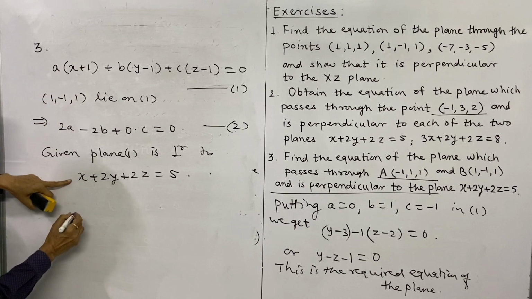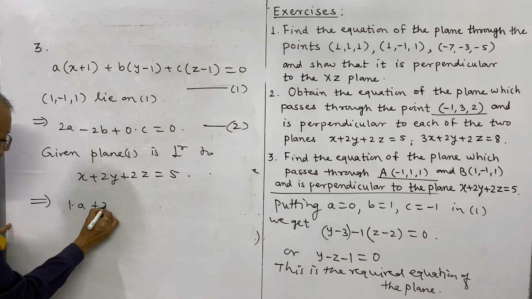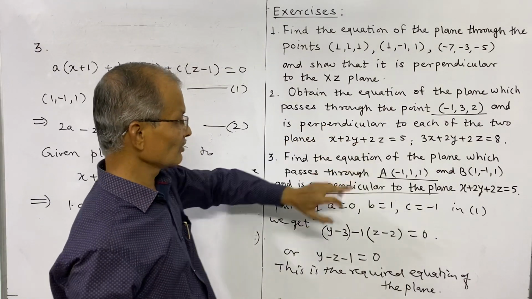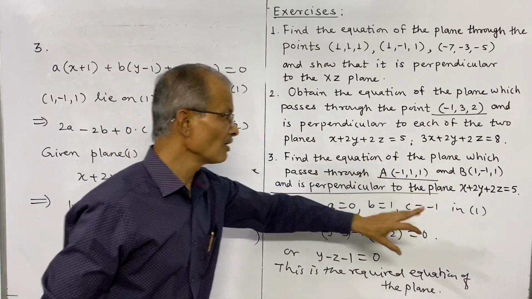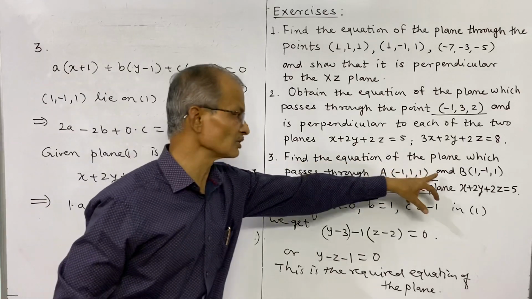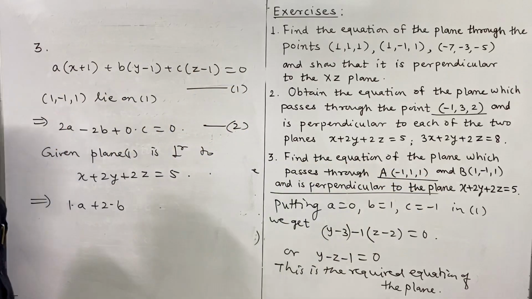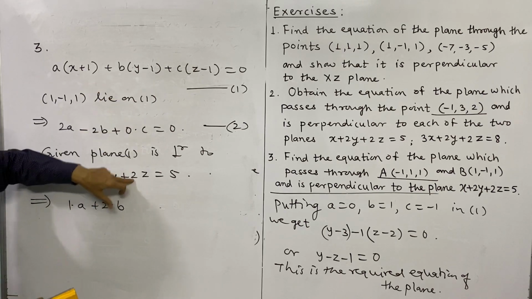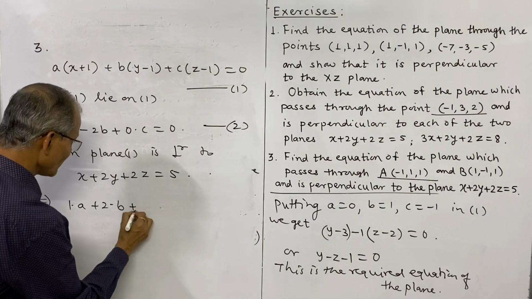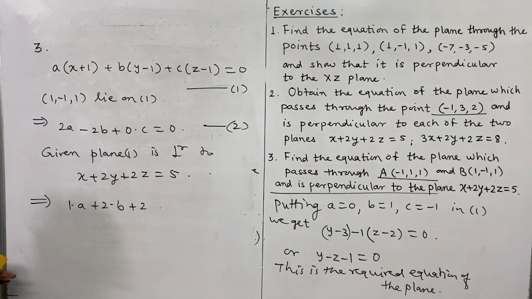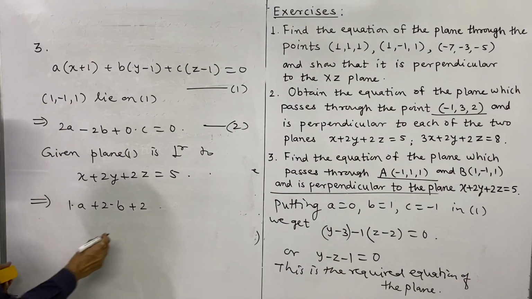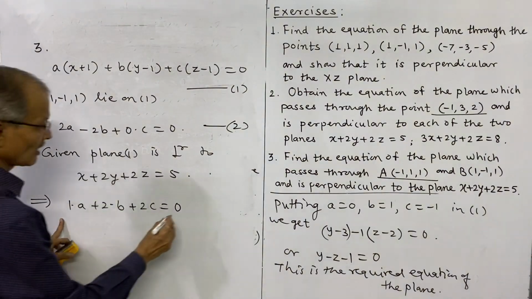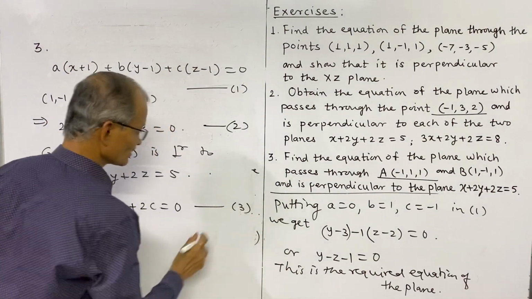So it is A into 1, or 1 into A, plus, we have done this earlier, same condition, perpendicular to the plane. Only the second condition is changed. Two points are given and one plane is perpendicular. That is 2 into B, and next is 2 into C. Yes, 2 into C is equal to 0. That is the perpendicularity condition. And you see this as 3.